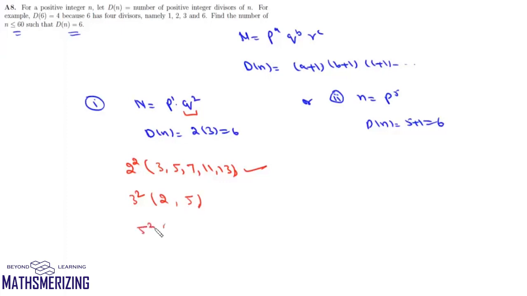Now we'll take 5 square. Then 5 square will be simply with 2. All other values will be greater than that. And then if we take 7 square, it is 49. 49 into 2 is greater than 60. So these are all the possibilities for this first form.